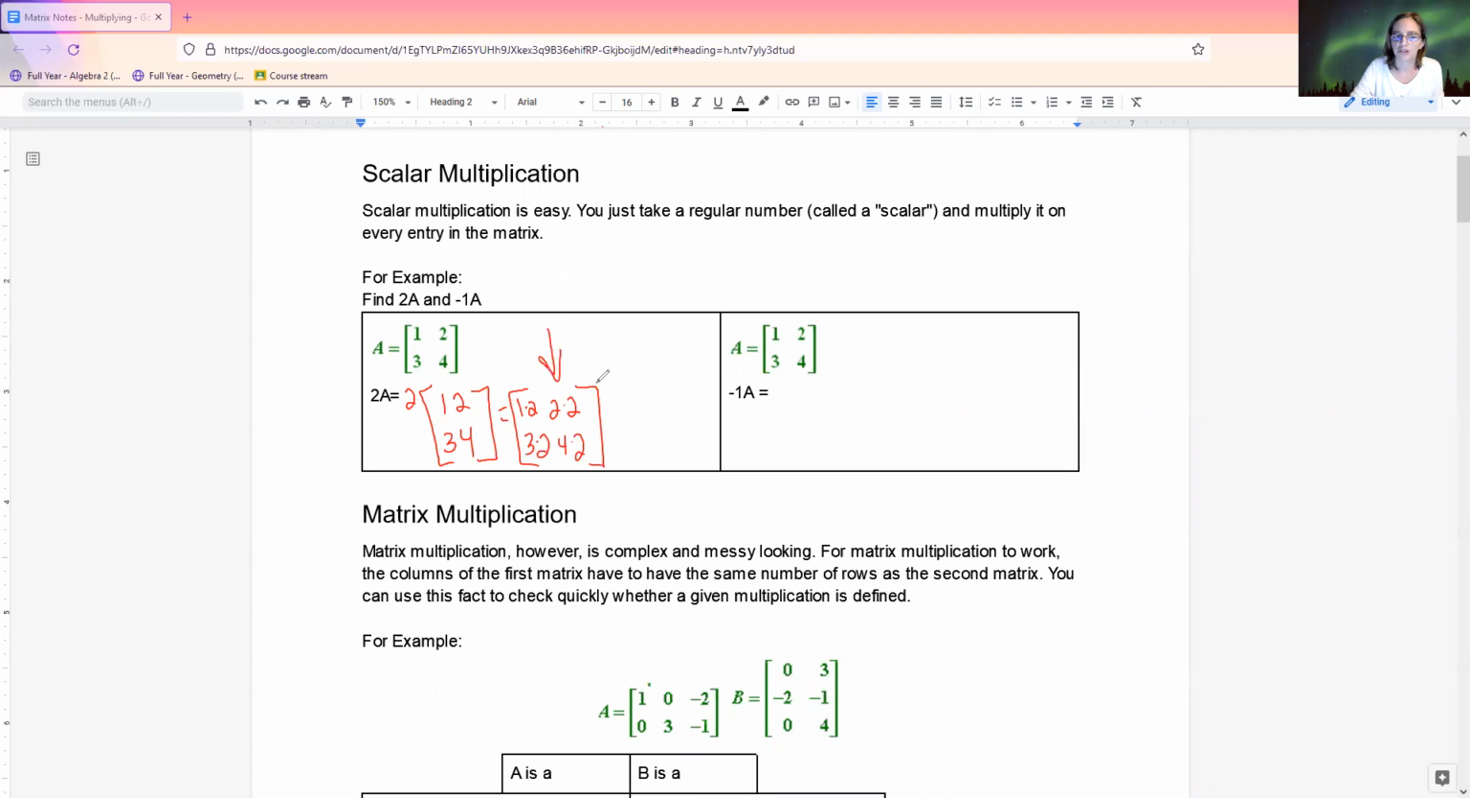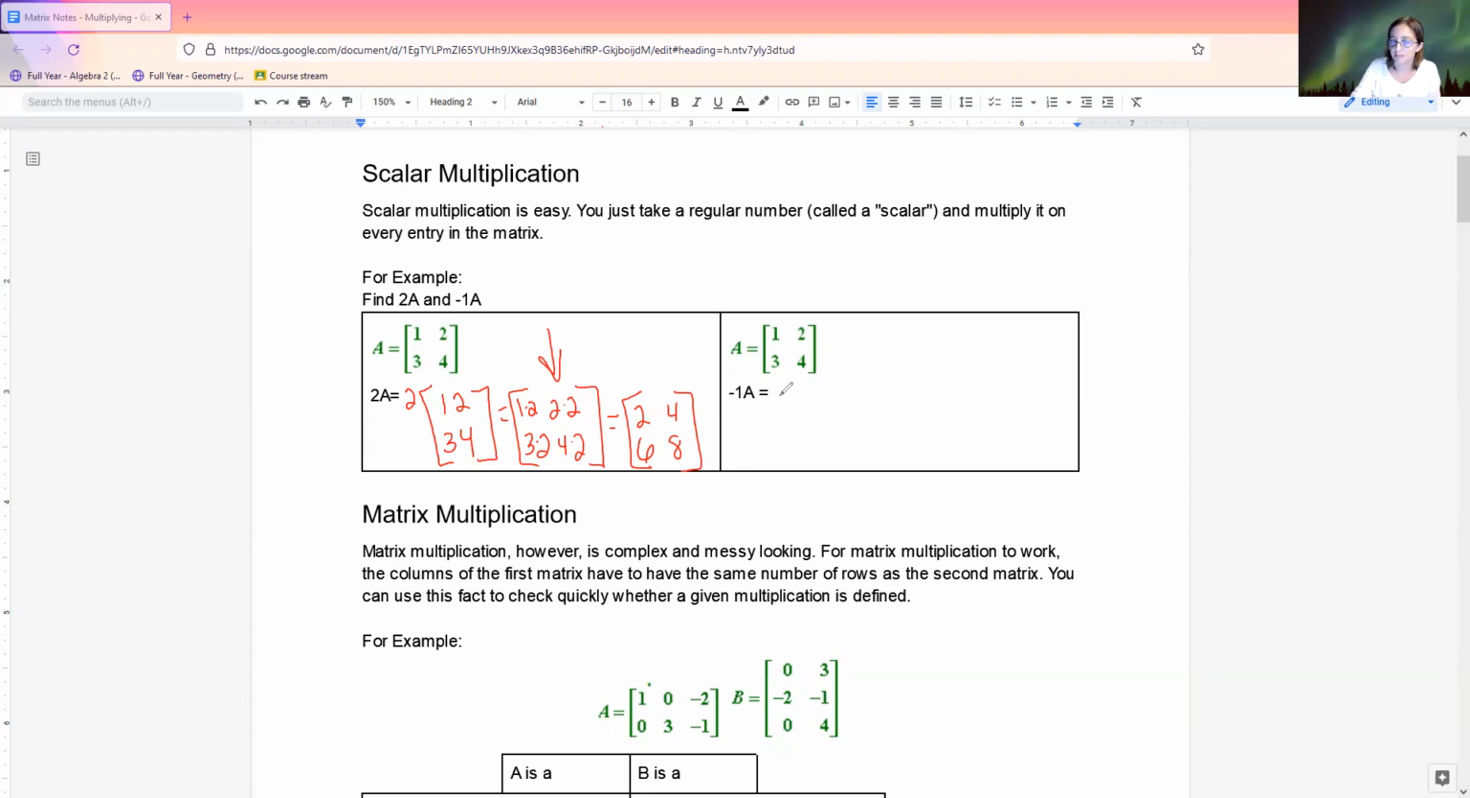Now this step you can do in your head if you feel comfortable with it. Most people do not write it out, but I'm writing it out here in case you forget how to do them. 1 times 2 is 2 in this space, 2 times 2 is 4 in this space, 3 times 2 would be 6 in this space, and 4 times 2 would be 8 in this space. And that's it. You've got your final answer, okay? This is a 2 by 2 matrix. I multiply it by a scalar of 2, and I get a 2 by 2 final answer matrix.